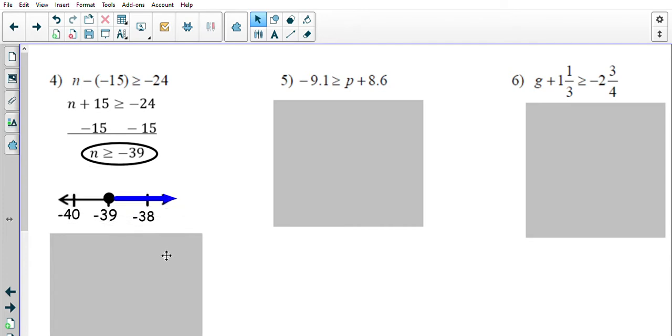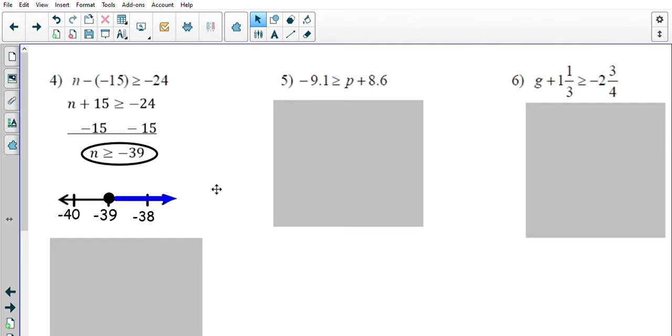Now, three numbers on our number line, negative 40, negative 39, negative 38. Closed circle this time because it's greater than or equal to. Remember, this line underneath tells us that it's going to be a closed circle. This time, since it's greater than or equal to, we're going to shade to the right.